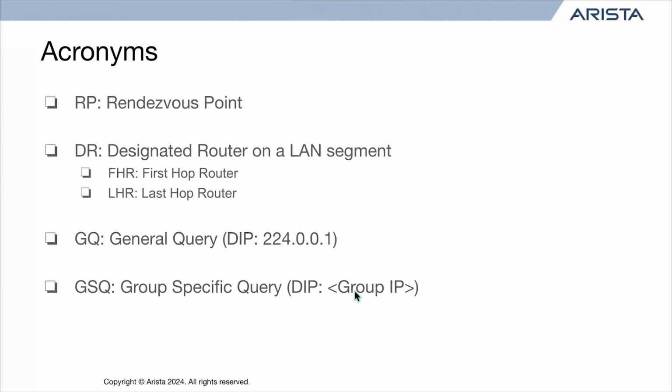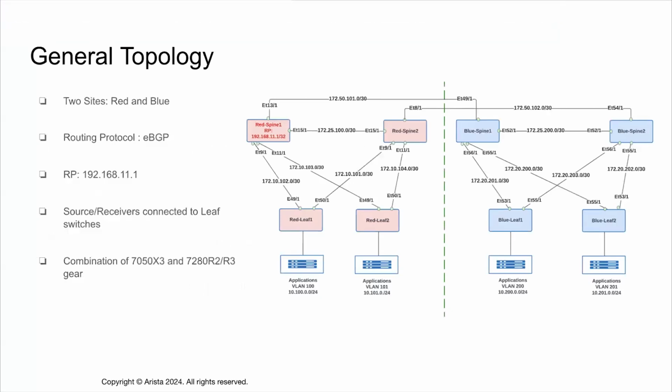All right, so with that, let's get a little familiar with today's topology. We have two sites, the red site and the blue site, and they're connected through their spine switches. Now, we are using BGP as our routing protocol, and the IPs that we are using on all the links are referenced in the diagram for easy lookup. Red spine 1 is going to be acting as a single RP for both the sites, just for simplicity. We also have our applications connected into the leaf layer, and these applications can either serve as sources, publishing traffic, or receivers, consuming data.